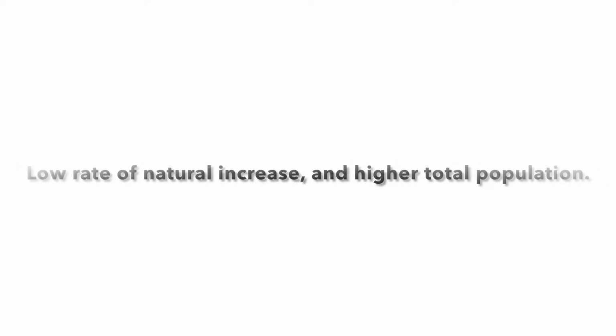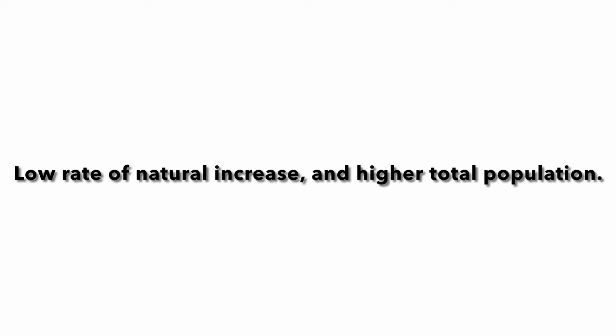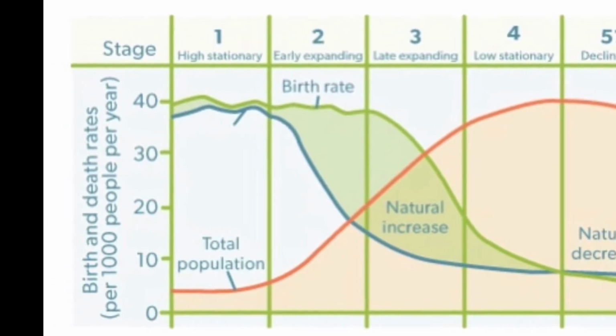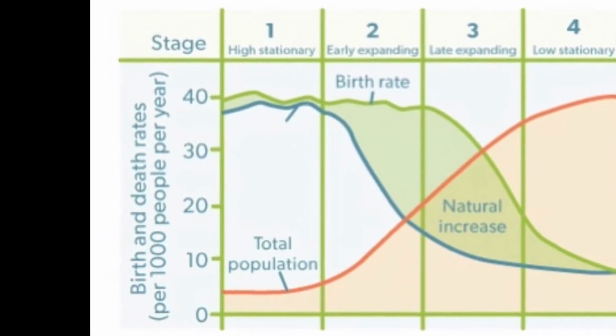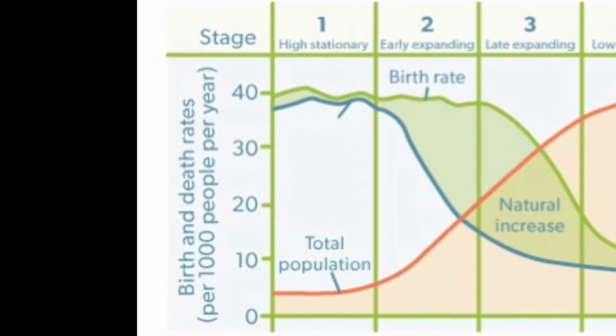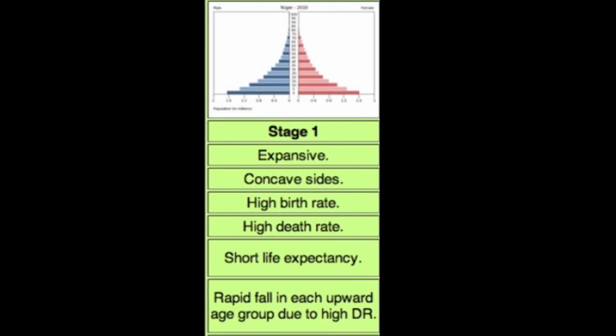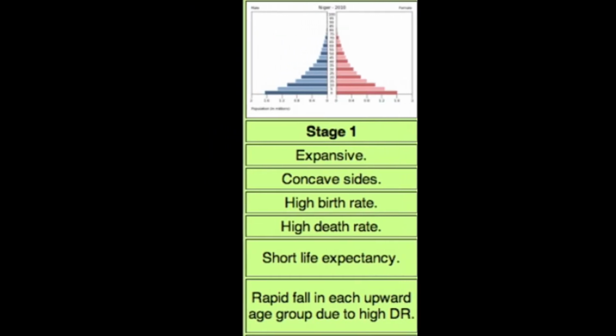Demographic transition is defined as a process of change in a society's population from high crude birth and death rates and low rate of natural increase to a condition of low crude birth and death rates, low rate of natural increase, and higher total population. Stage 1 of the demographic transition model is characterized by low growth due to very high crude birth and very high crude death rates. There are currently no countries in this stage.